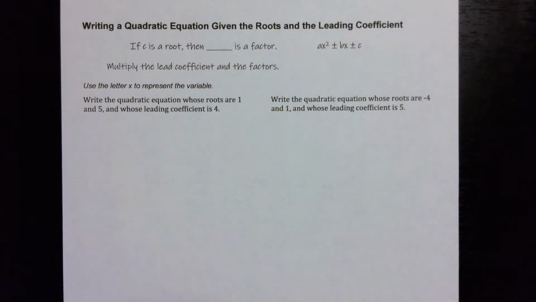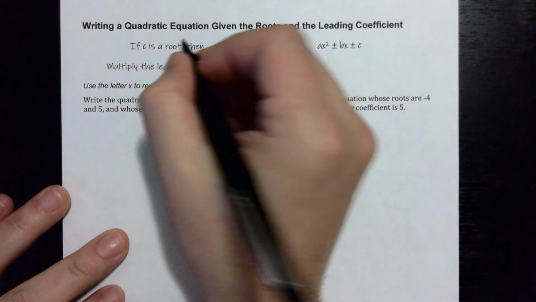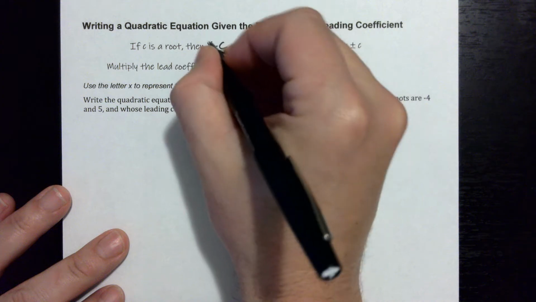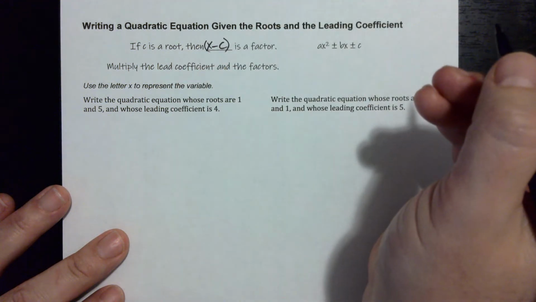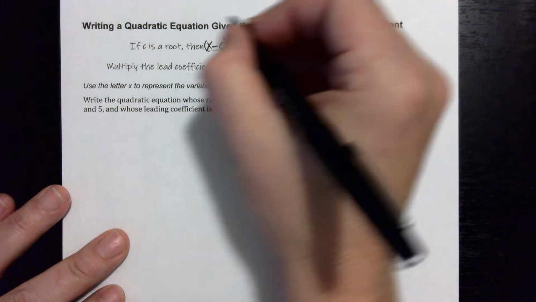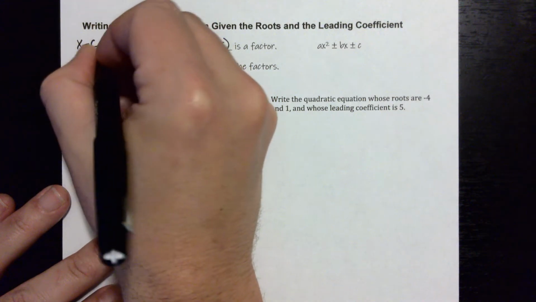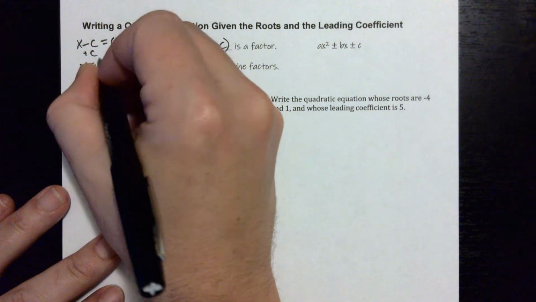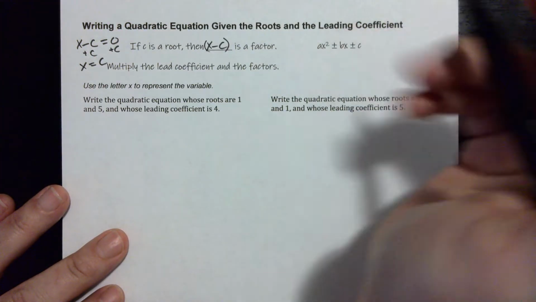In this video, we're going to be looking at writing a quadratic equation given the roots and the leading coefficient. As a reminder, if c is a root, which is the same as a zero or an x-intercept, then x minus c is a factor. So if x minus c is a factor, then x minus c equals 0. You solve it by adding c to both sides, and you get x equals c is a root. So it goes both ways.